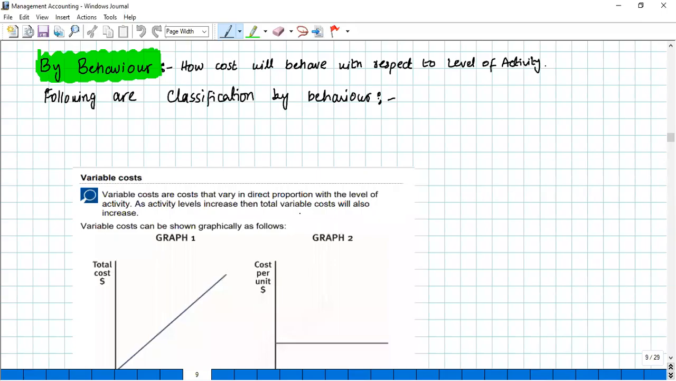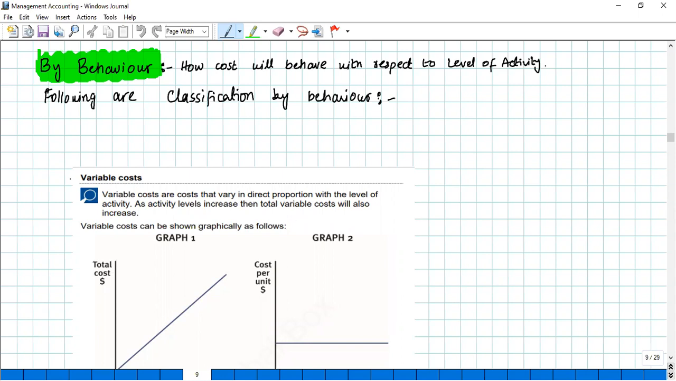Now let's move on to the next and last classification basis, that is classification by behavior. In classification by behavior, we will see how a cost behaves with respect to level of activity. It means that we will see what is the effect on cost if level of activity increases. By behavior, cost is classified into four different categories.